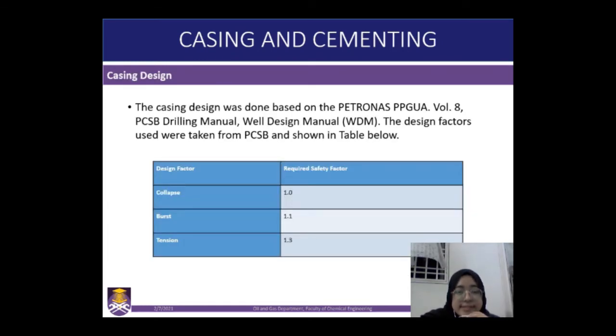For the casing design, it was done based on the Petronas PPGOA Volume 8 PCSP Drilling Manual, Well Design Manual, WDM. The design factors used were taken from PCSB and shown in the table below. For the collapse design factor, we used a 1.0 safety factor. For the burst design factor, we used a 1.1 safety factor. And for the tension design factor, we used a 1.3 safety factor.